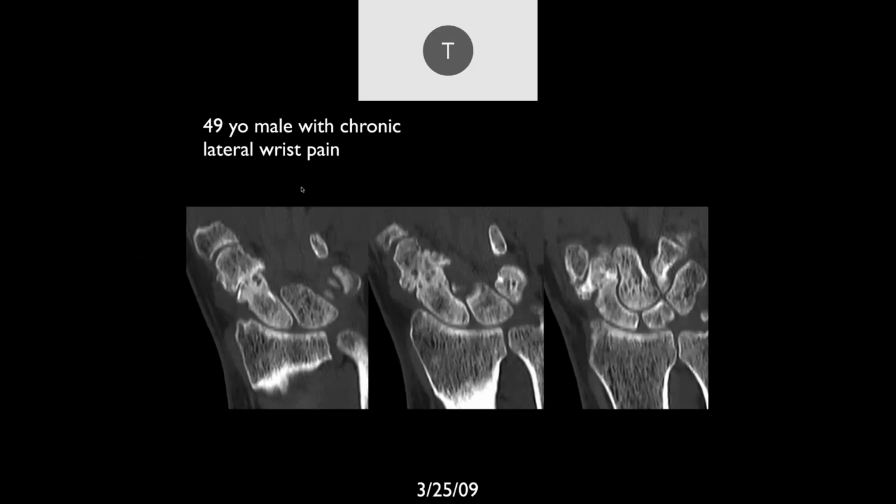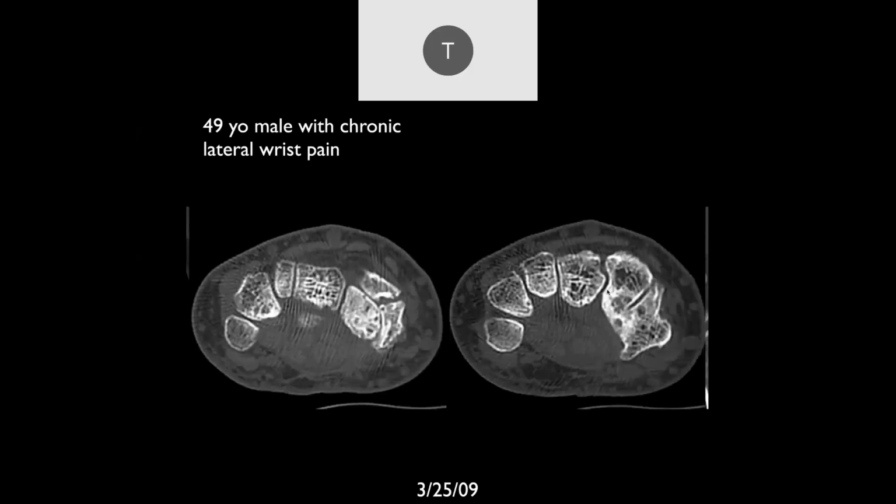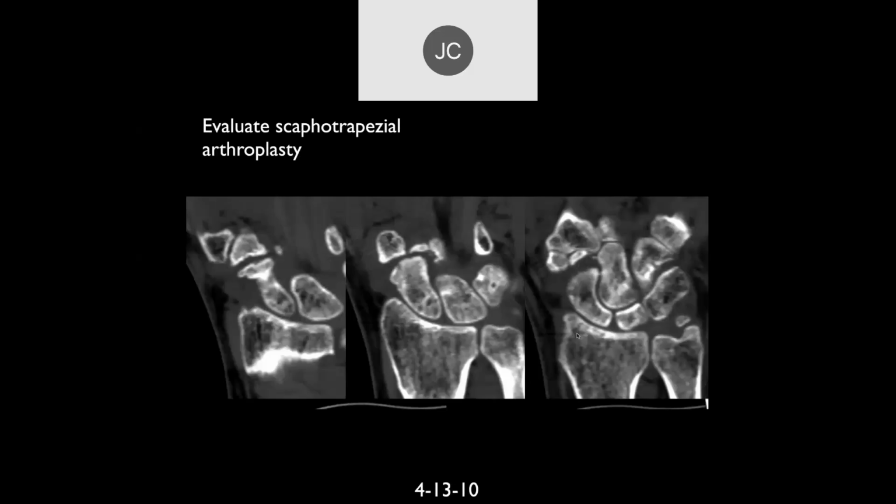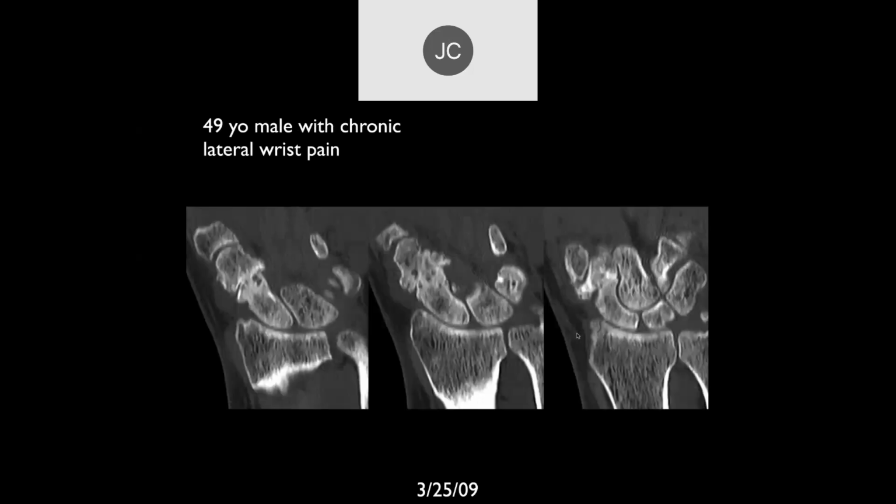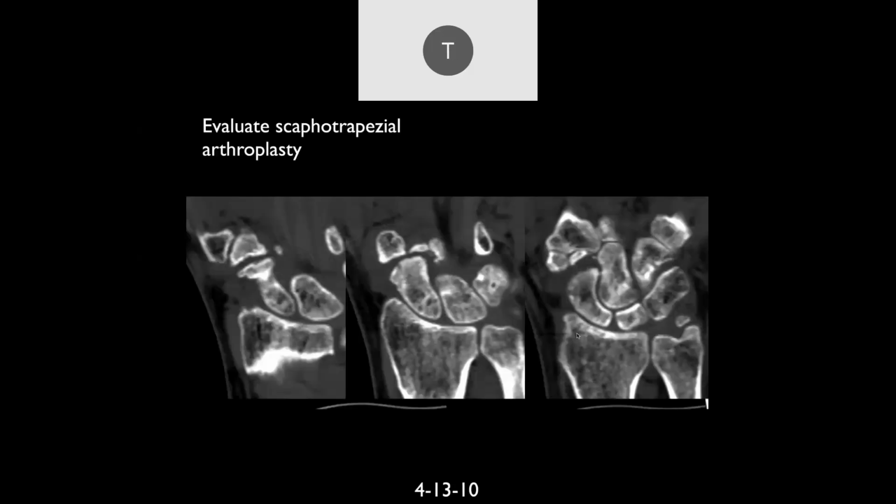Looks like severe degenerative change and remodeling of the triscaphe. Maybe even some fusion here. Okay, this is 4/13/2010. So let me go back again. That's what it looked like on 09. Here's what it looked like in 2010.